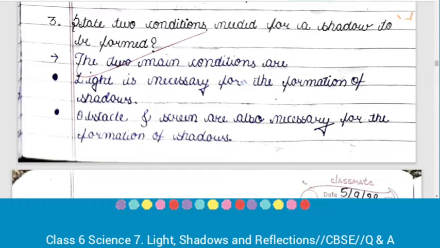Third question, state two conditions needed for a shadow to be formed. Answer, the two main conditions are light is necessary for the formation of shadows, and obstacle and screen are also necessary for the formation of shadows.